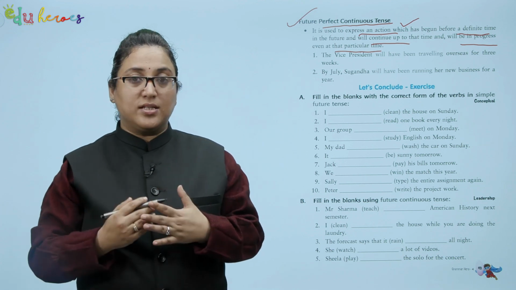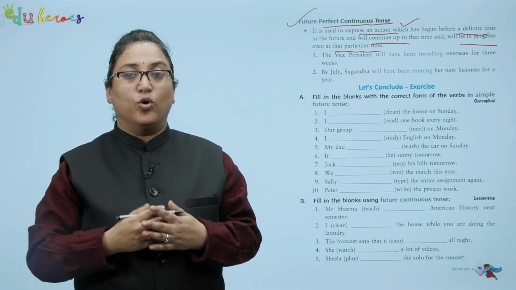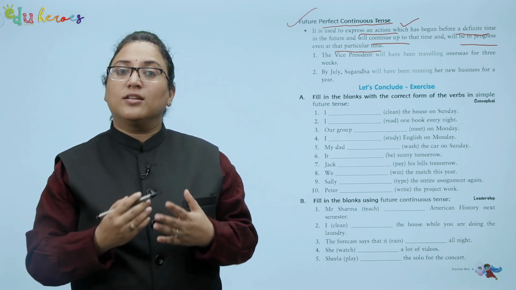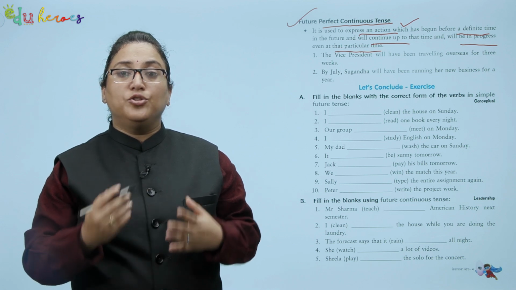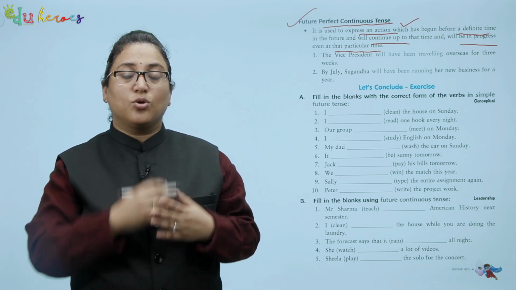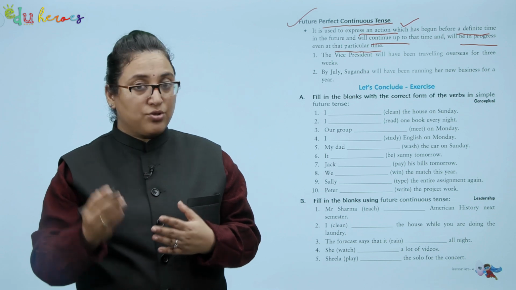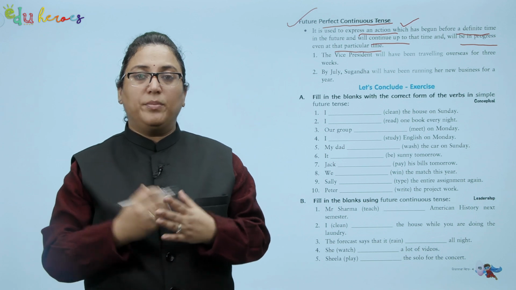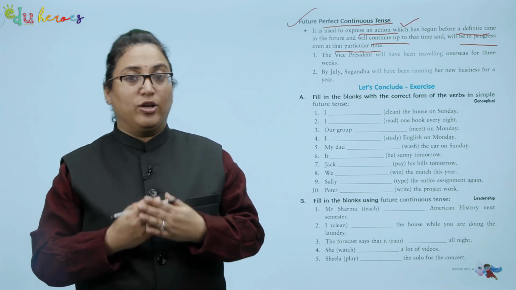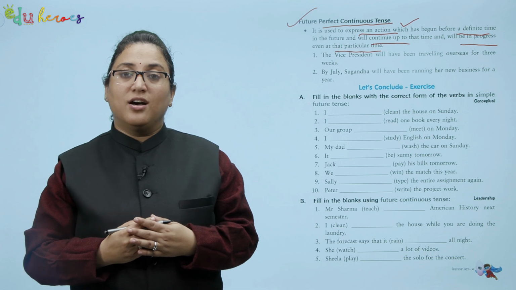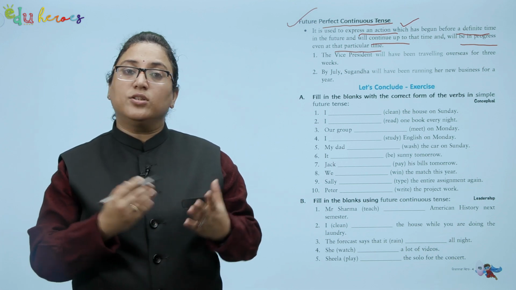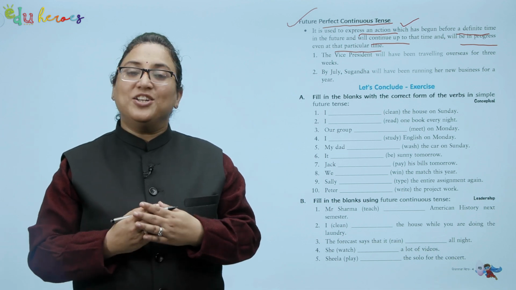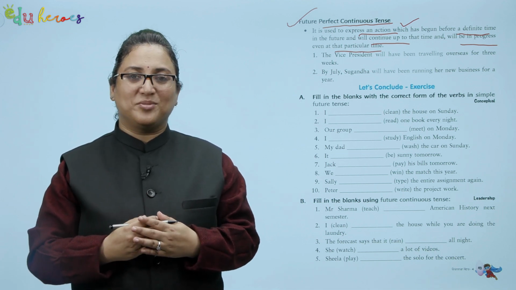The vice president will have been traveling overseas for 3 weeks. By July, Sugandha will have been running her new business for a year. So all the action is happening in future but still in progress. This type is also not very common, but we will study it for our knowledge. Children, I want you to revise all the different types of future tense once again with examples and do attempt the book exercises.